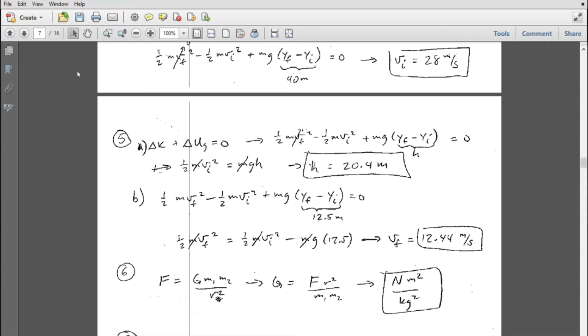And the same kind of analysis, same system, we're going to use delta KE plus delta PE equals 0 in that case, but the delta PE involves a change in Y of 12.5 meters. And in this case, we want to solve for what V final is. When we do that, we get 12.44 meters per second.